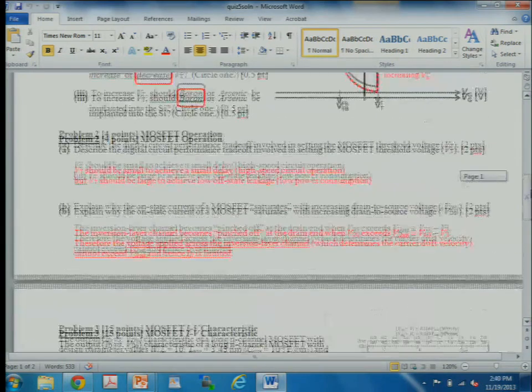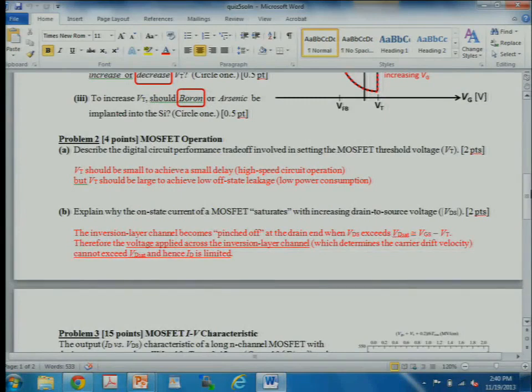All right. MOSFET operation is just very qualitative. The trade-off for threshold voltage basically is between high-speed circuit operation and low power. So as long as you said there's a trade-off between speed and power consumption, you get full points. Okay, so high speed means low VT, but low power means high VT. So that's a trade-off for selecting VT, and you'll get experience doing that in your design project.